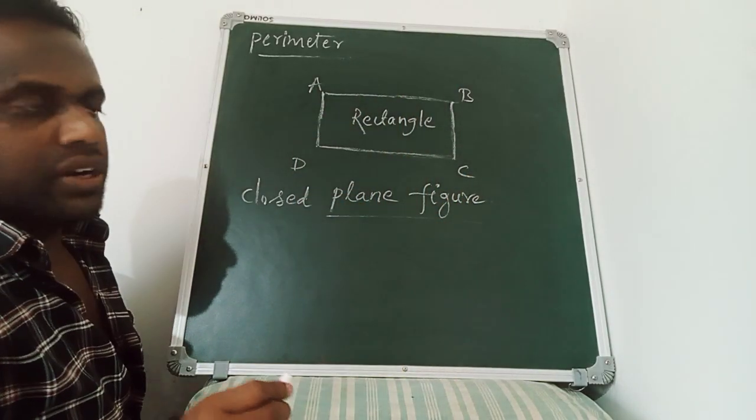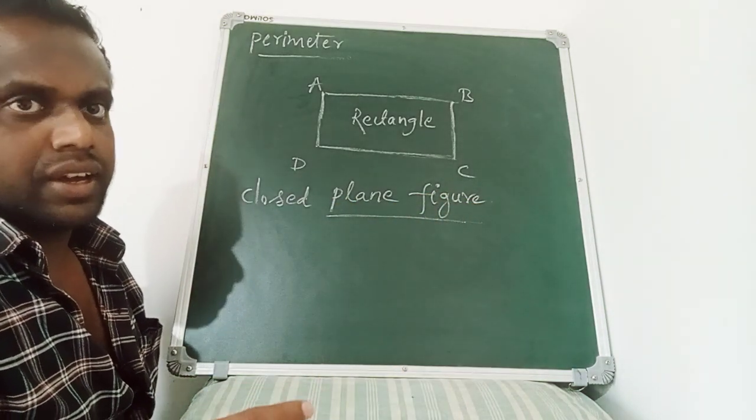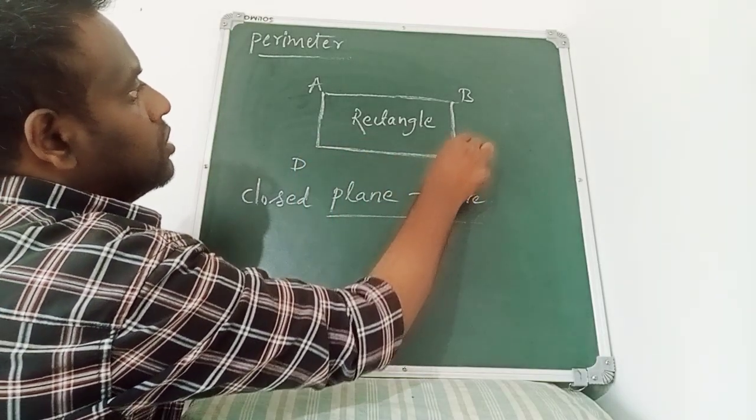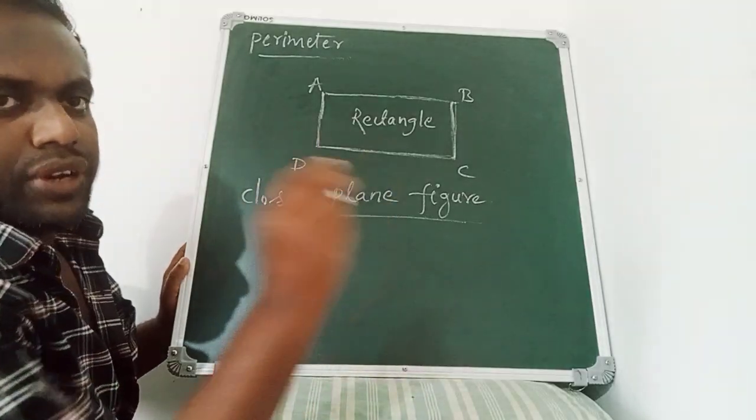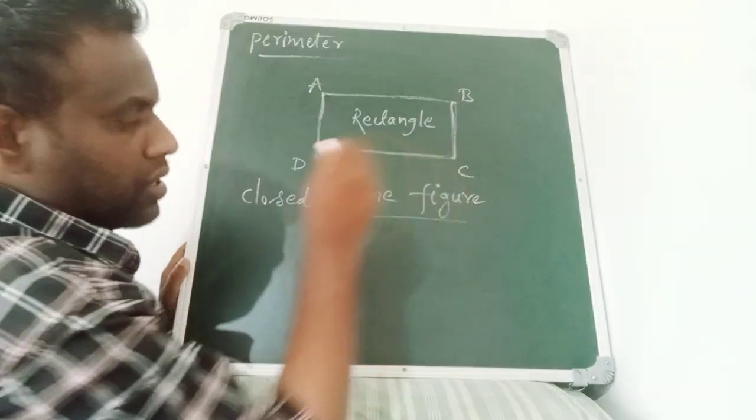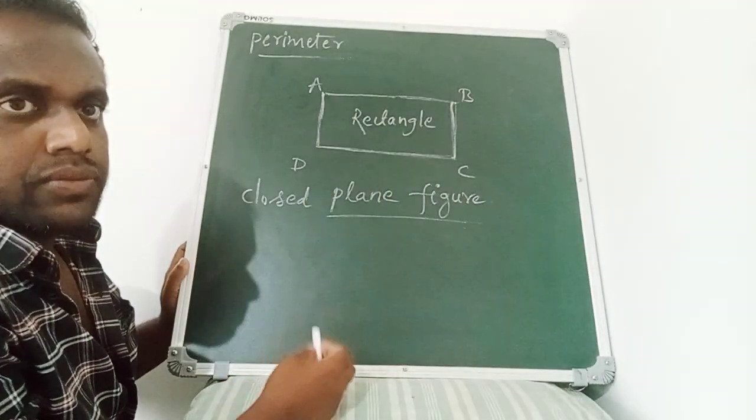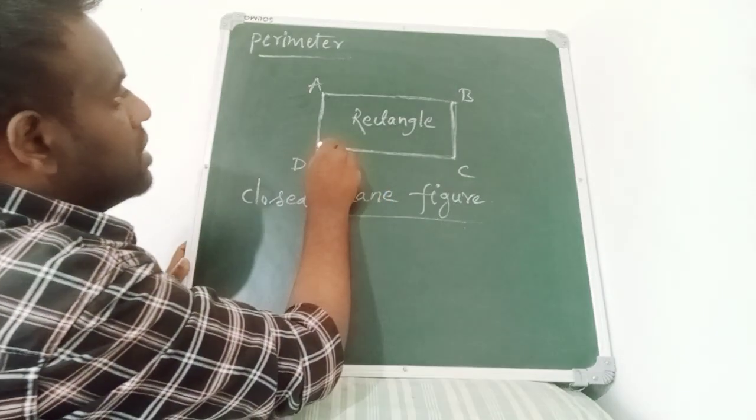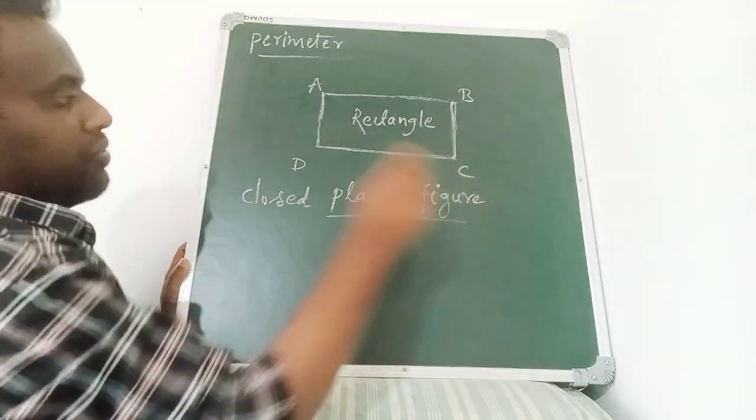First, what is a plane figure? A plane figure has length and width. Okay, so this is length. This is width. Only two dimensions, length and width. It has no height. So such a figure is called a plane figure. So a plane figure is a figure that has only two dimensions, one is length and another one is width. That is the meaning of plane figure.